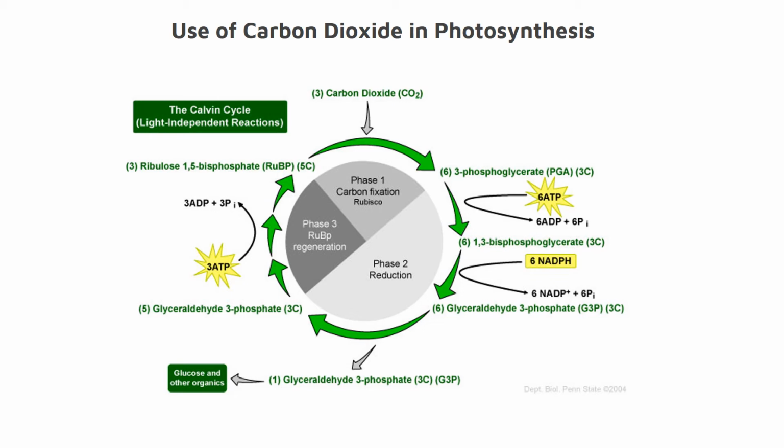At the end of the regeneration, the net gain of the set of reactions is 1 glyceraldehyde 3-phosphate molecule per 3 carbon dioxide molecules.